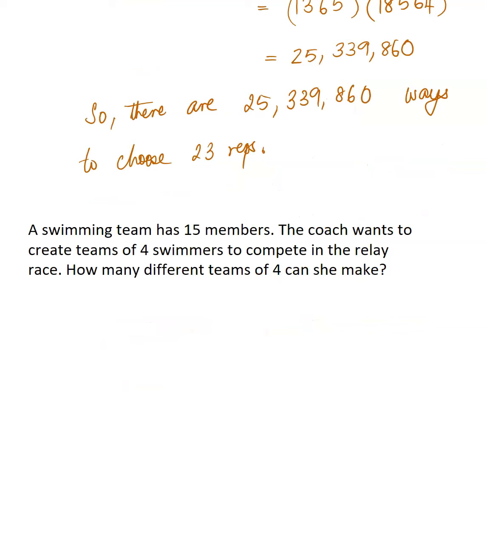A swimming team has 15 members. The coach wants to create teams of 4 swimmers to compete in the relay race. How many different teams of 4 can she make? So once again, we don't have any issues with the order. So the total number of members is 15 and we want to draw 4 swimmers. We want to see how many such teams of 4 can we make. So this, because the order doesn't matter, we'll go with 15C4. Go ahead, compute it.